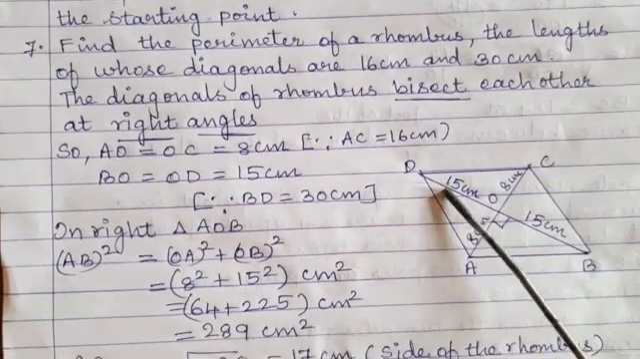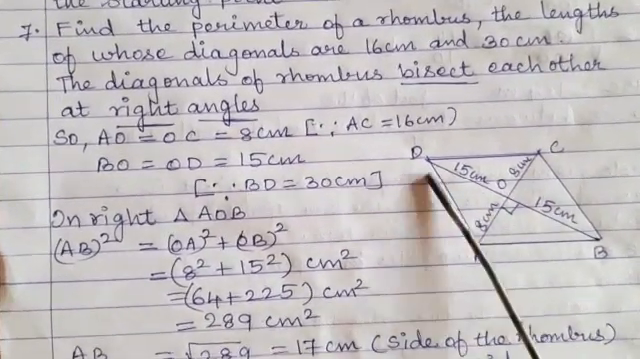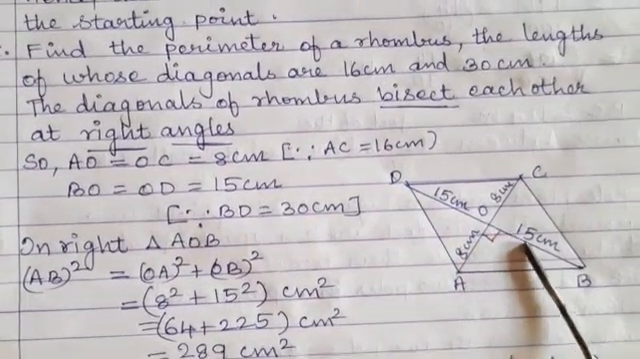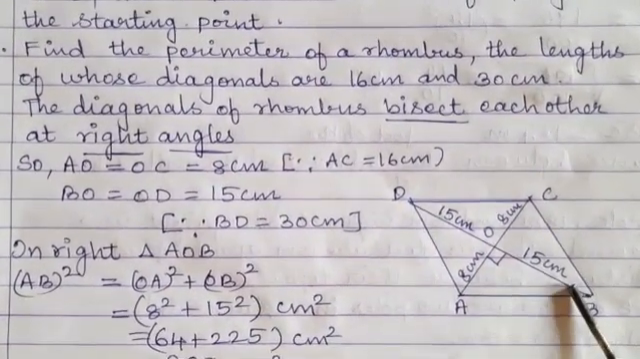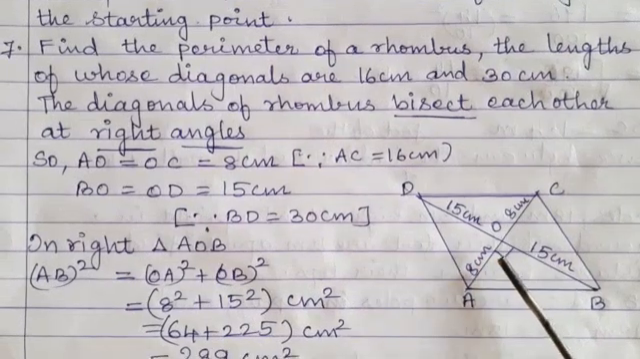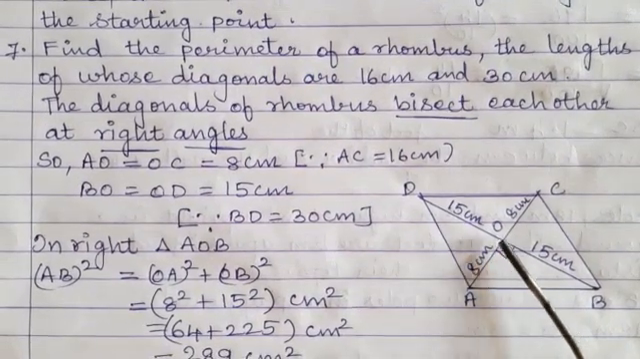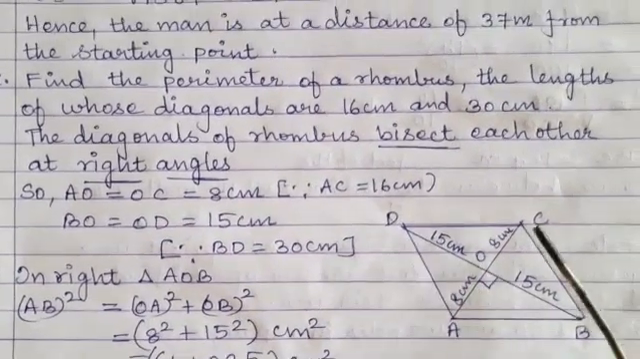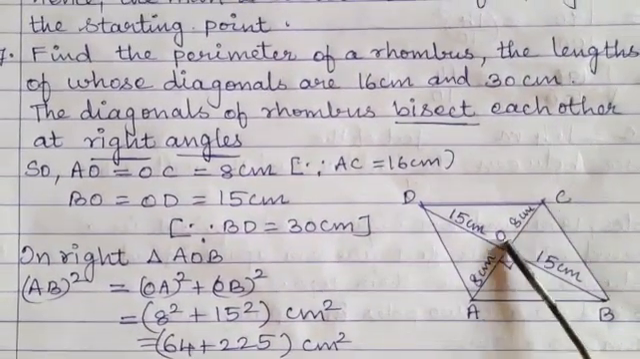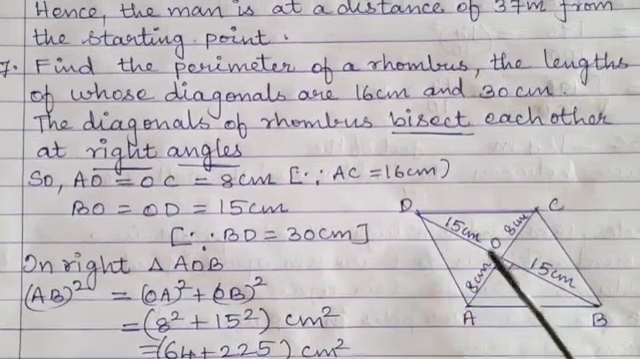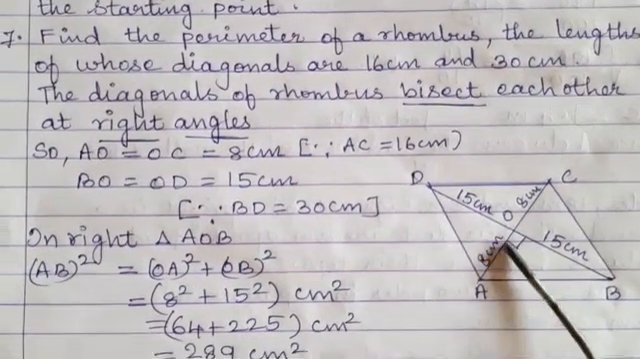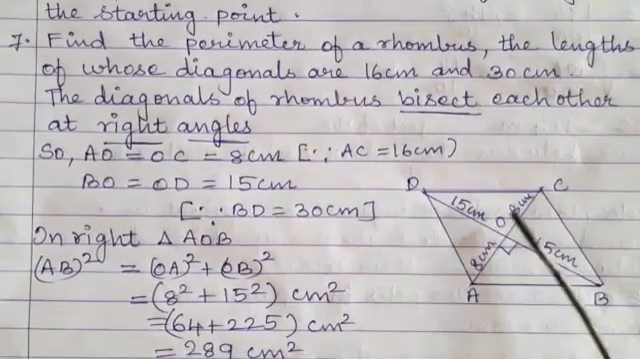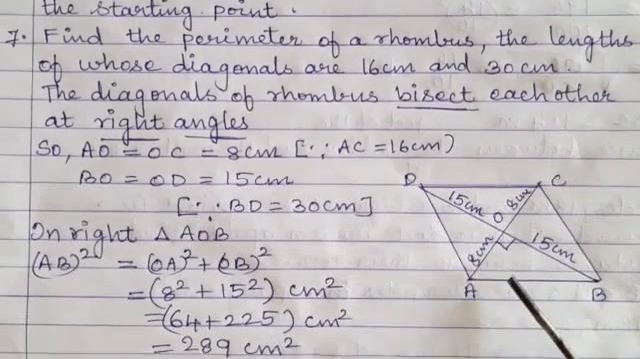The second diagonal length is given 30 centimeter. So DO equal to 15 centimeter and OB equal to 15 centimeter, and they bisect at right angle, that is 90 degrees. Where it cuts, that point makes 90 degrees everywhere. Here COB is 90 degree, COD is 90 degree, DOA is 90 degree, AOB is 90 degree. So we will get 4 right angle triangles here.